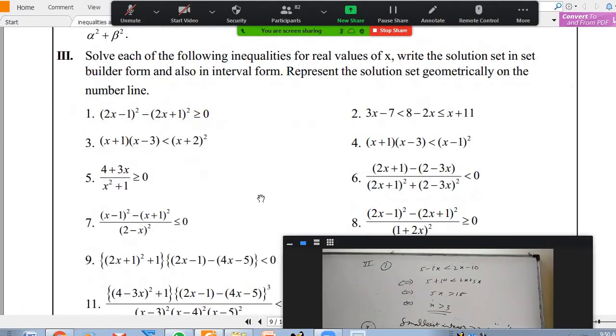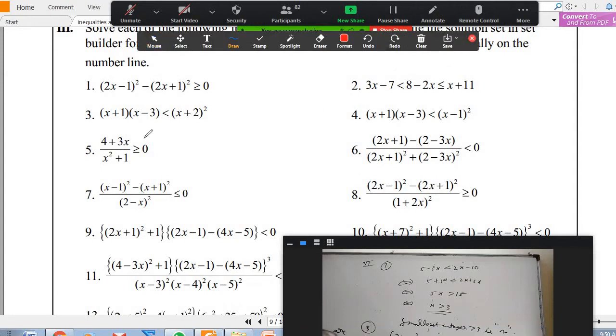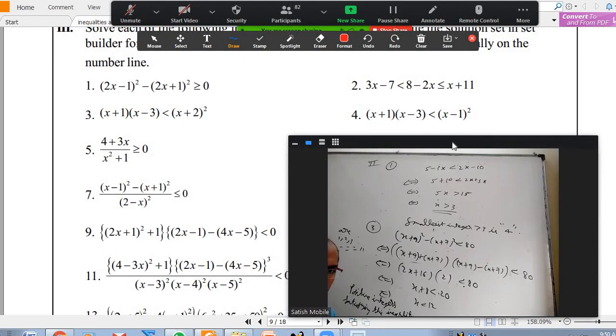Okay, section 3, please see carefully on the screen. Let us look at the fifth question. What is the denominator? x square plus 1. Okay, can I multiply that inequality on both sides with x square plus 1? Yes, sir.